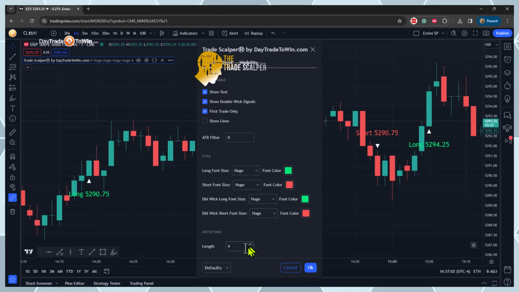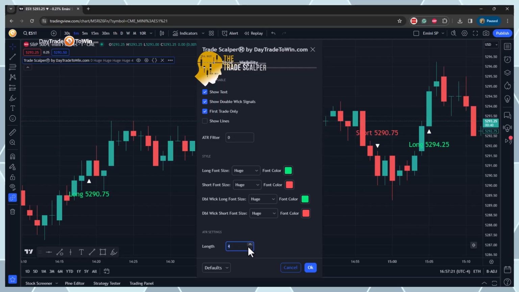Just like the NinjaTrader version, we have this ATR filter. Now what this ATR filter does is it allows you to stay away from situations when the market is too slow. So if the market is slow, typically we have more chop and more whipsaw and the market doesn't move.